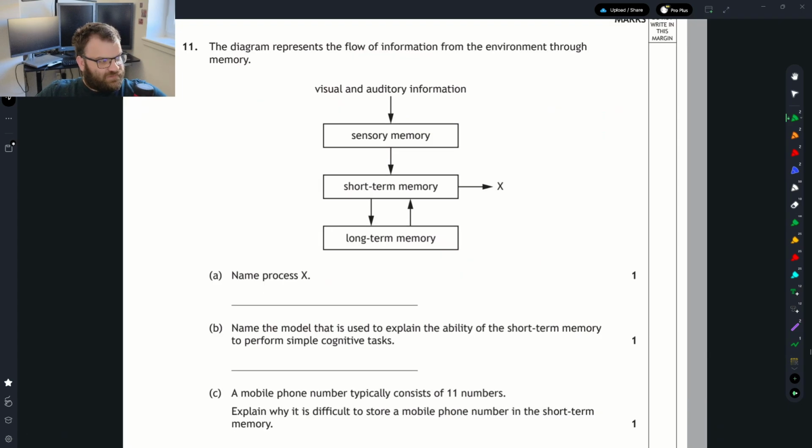This one, we're dealing with memory. We're losing information. That's when information is replaced.